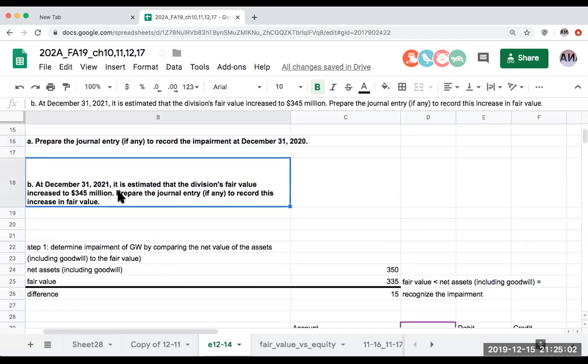The second part says it's estimated that the division's fair value increased to 345. Prepare the journal entry, if any, to record this increase in fair value. Now, once I impair it, it's done. I don't go back up and write up goodwill. Once I've impaired it, I don't do anything else. Unlike assets held for sale, which are a little bit different as we saw in terms of impairment, as far as goodwill is concerned, I'm just going to leave that alone. So that is impairment of goodwill.